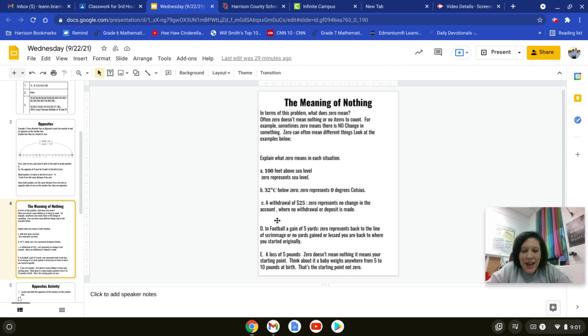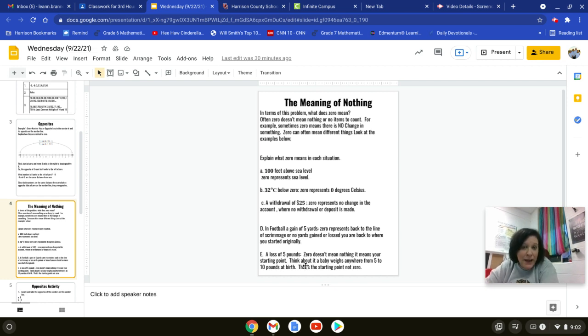In football, a gain of 5 yards. I'm a big football fan, so a gain of 5 yards means positive 5. But in terms of zero in that problem, it means no yards gained, no yards lost. You go back to where you started originally. That's called going back to the line of scrimmage. For those of you who play football, that might make sense.